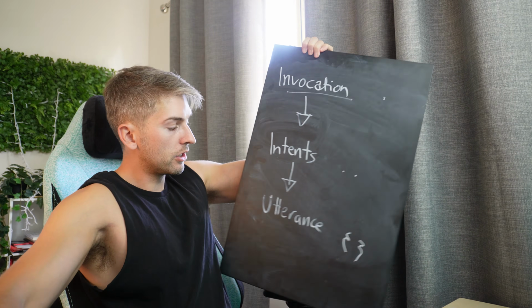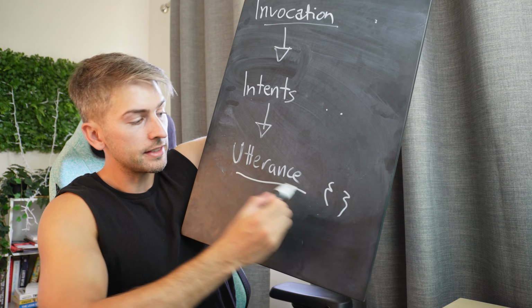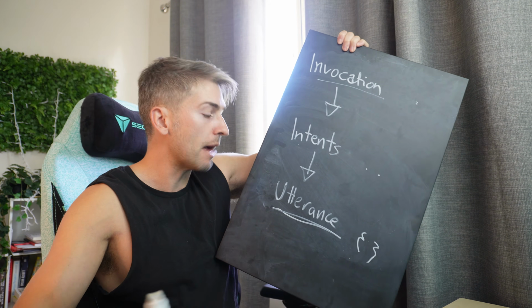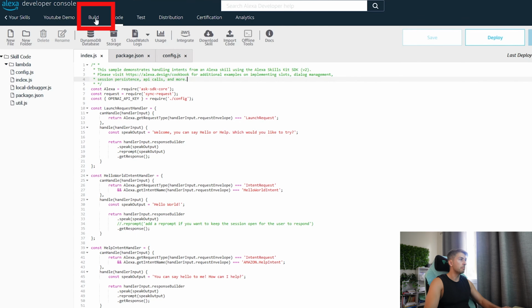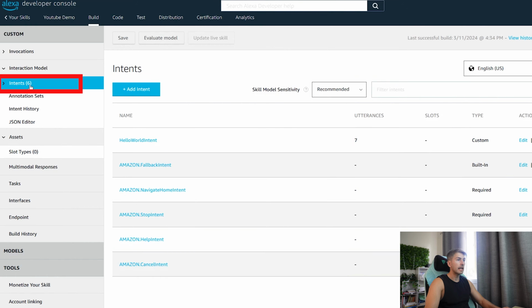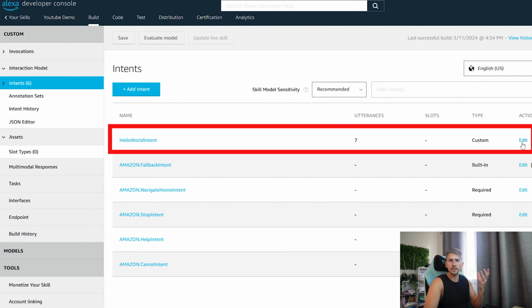Next, we are going to go ahead and set up our utterance. So we need to be able to capture what the user says to our application. So let's go ahead and do that. We're going to head over to the Build tab. Click on Interaction Model, click on Intents, and we want to edit our Hello World intent because that's the section of code that we're going to use for this tutorial.